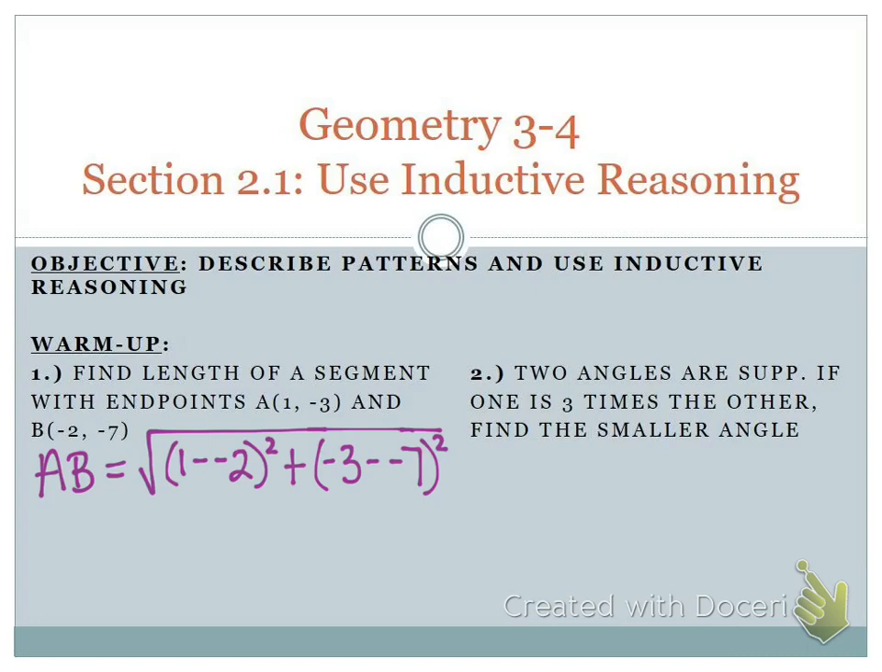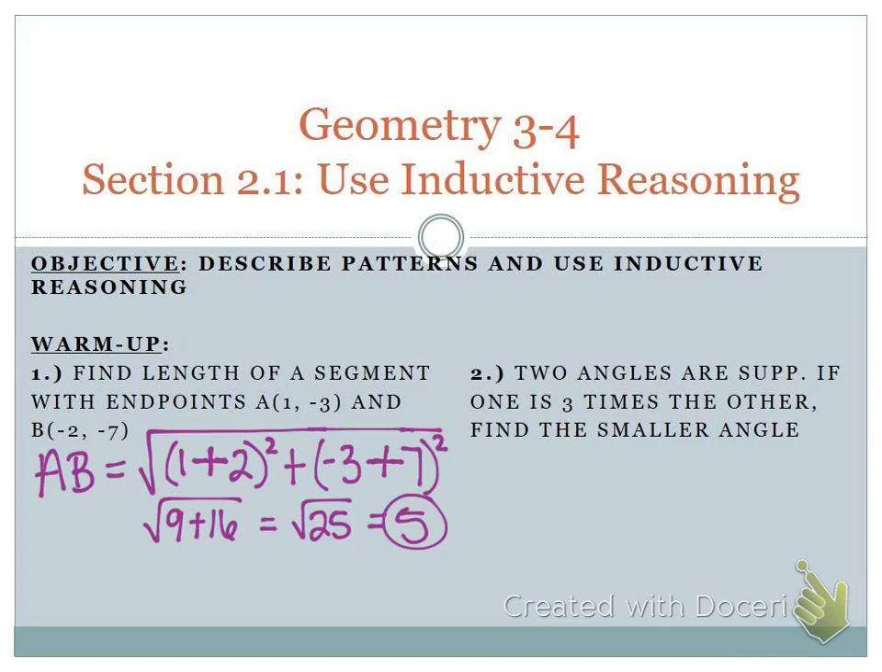Okay, so yes, you can change these into big old addition signs. Subtracting a negative is the same as adding a positive. 1 plus 2? 3. Squared. -3 plus 7? Squared. Add them. Square root it. Beautiful. So our distance or length is 5.